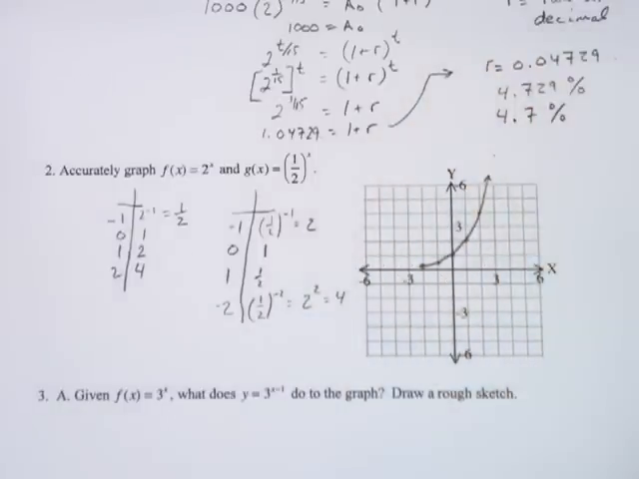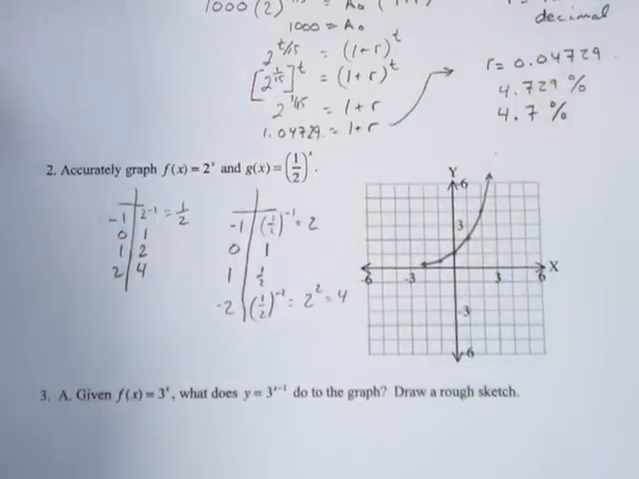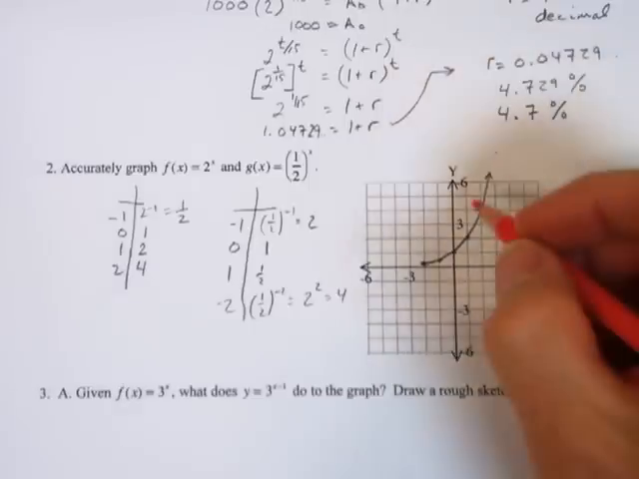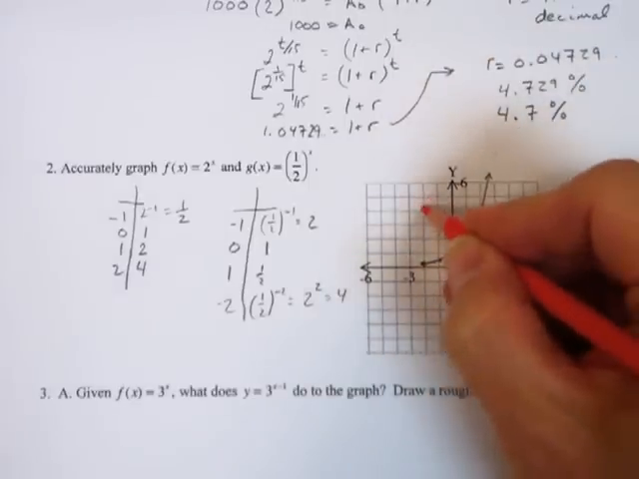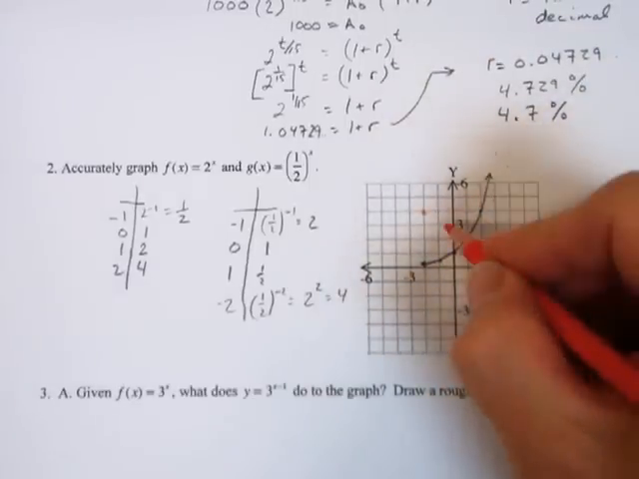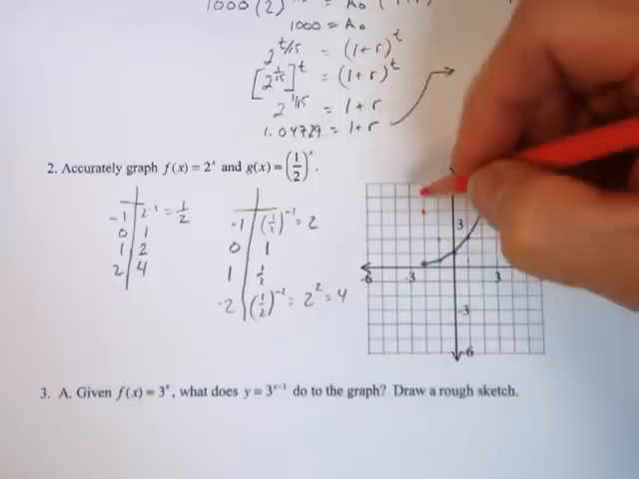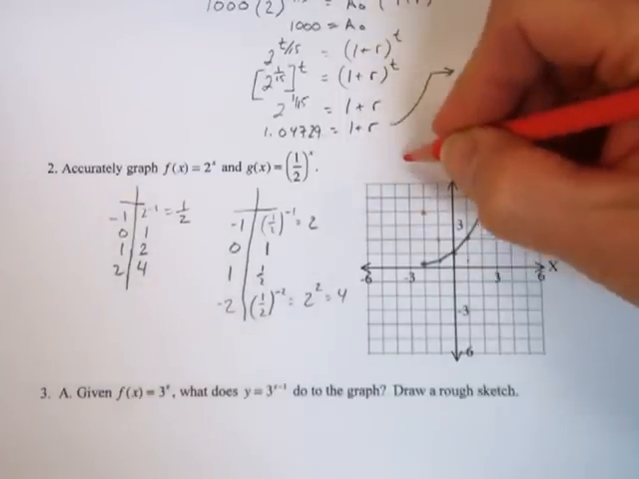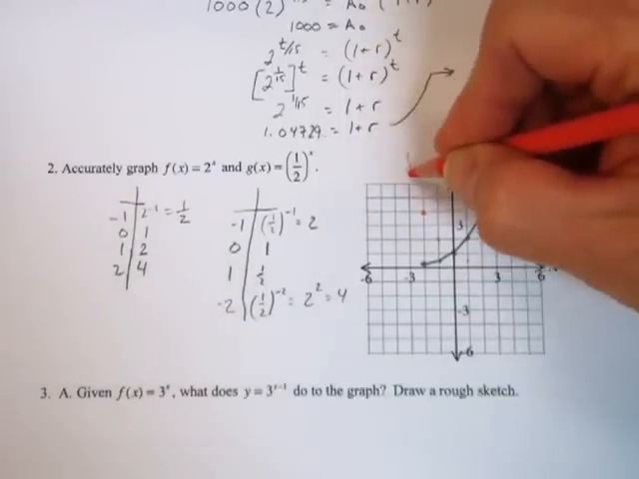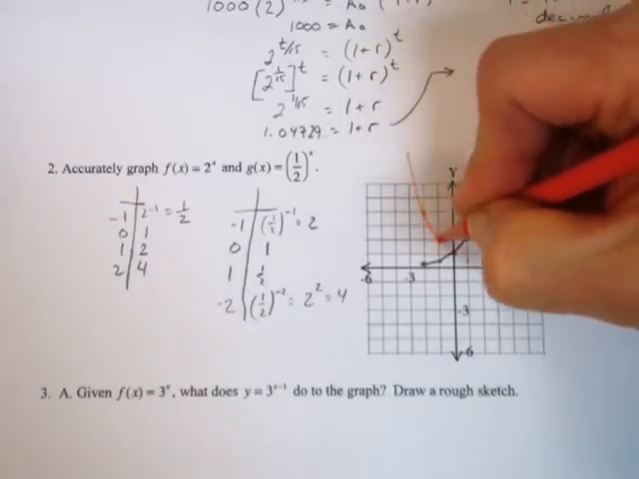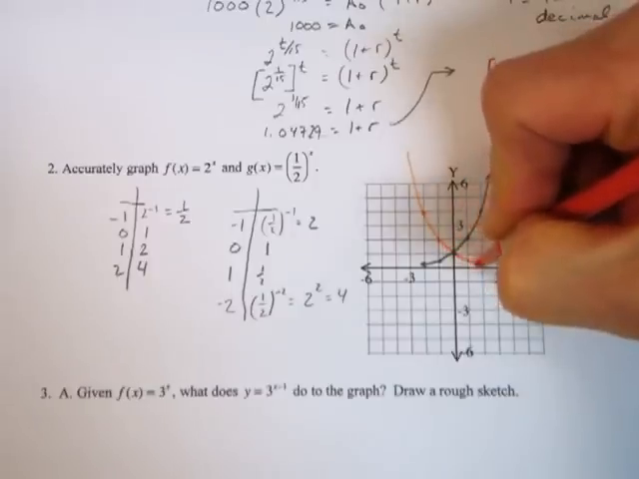So let's plot those points. Let me get out a different color here. -2 gives me 4. Then -1 gives me 2. And 0 is the same, 1. And 1 gives 1/2. Then -3 would be up there at 8. What do you notice about these graphs as we're graphing them?